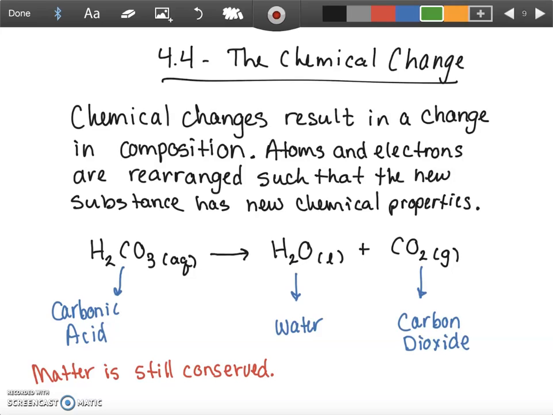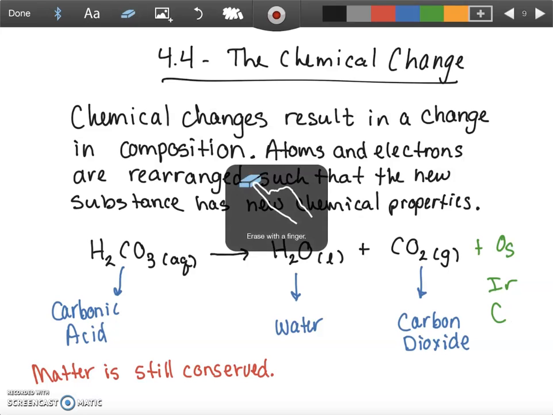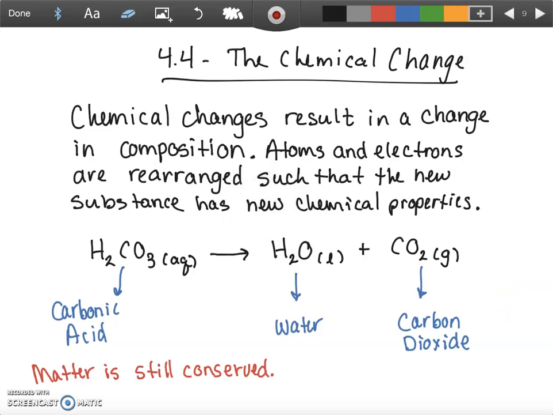Now, down at the bottom, I said to keep in mind that matter is still conserved. In other words, in this reaction, we started with hydrogens, carbons, and oxygens. That means at the end of the reaction, we can only have hydrogens, carbons, and oxygens. We cannot randomly just form like osmium or iridium or any other random element you can think of. What we're given in the beginning is what we get at the end, just rearranged to form completely new substances, okay?